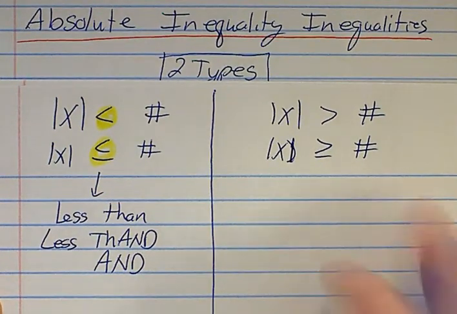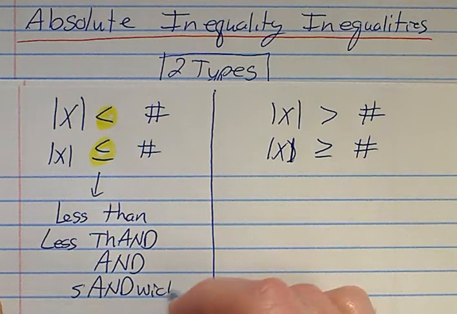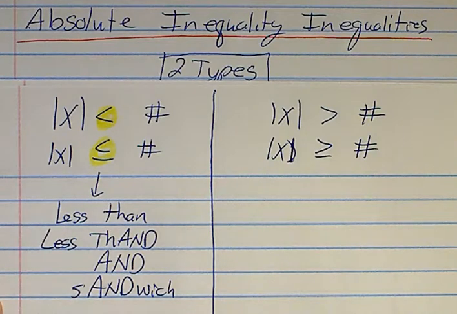And whenever you have an and statement, you're going to sandwich this absolute value thing between a positive and a negative number.